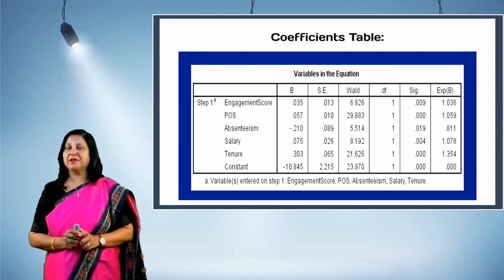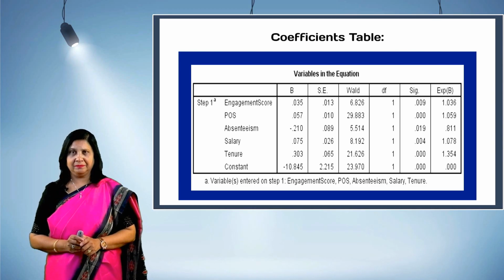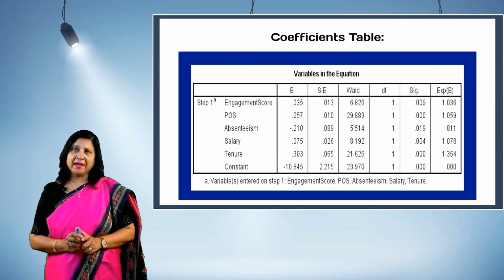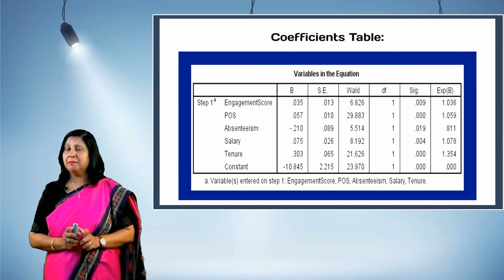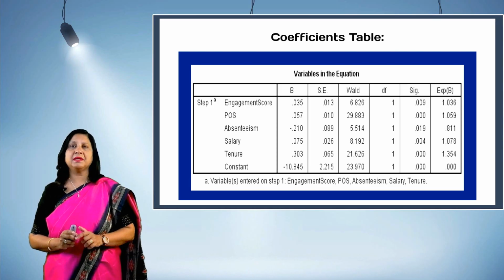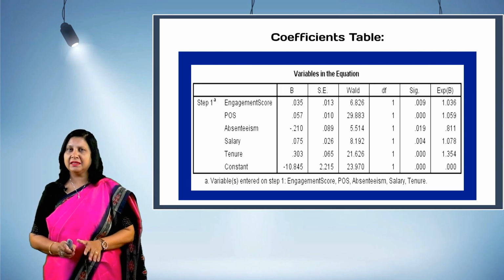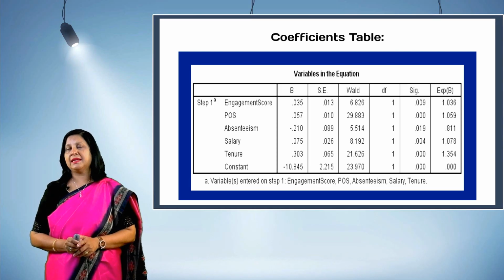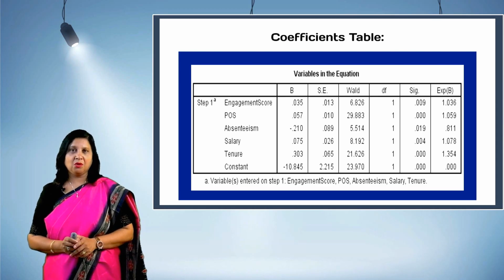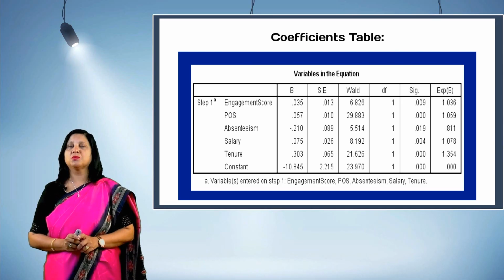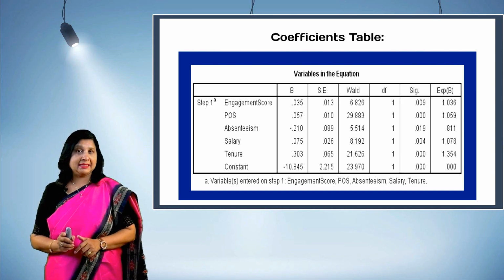The beta coefficient for absenteeism is less than 0. It stands at minus 0.210, implying as absenteeism increased, the log odds decreased. Employees exhibiting higher absenteeism was a warning bell for the organization. An intervention was warranted to arrest the intent to resign.